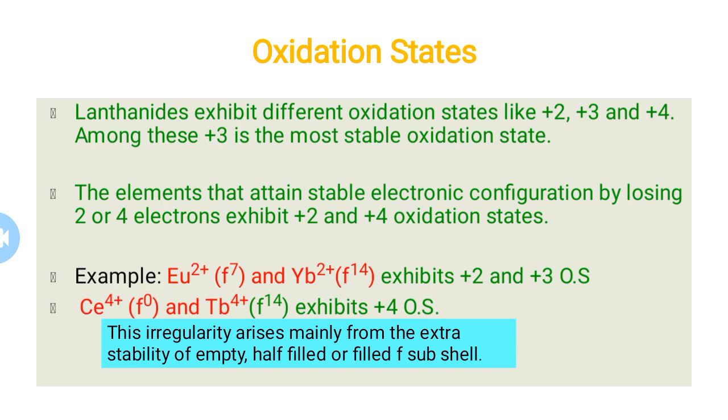And next is terbium, Tb 4+. Similarly, terbium loses 4 electrons and becomes 4f14 because of the completely filled configuration. That is the purpose of stability of f orbitals: empty, half-filled, or completely filled f subshell. Okay, so this is the oxidation state of lanthanides.